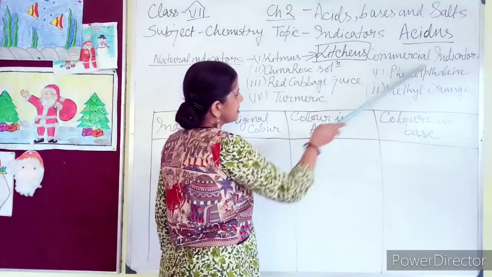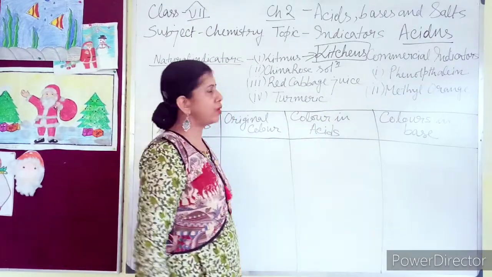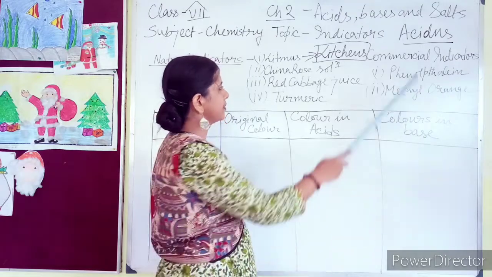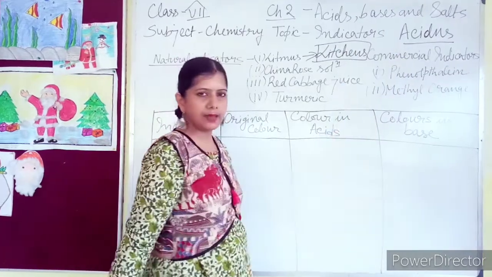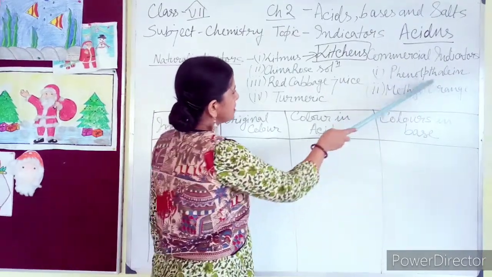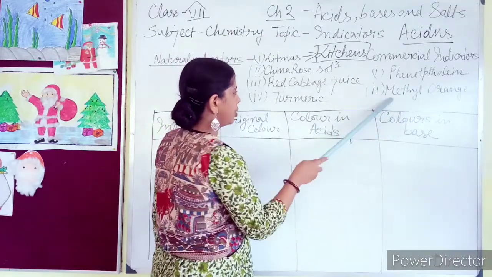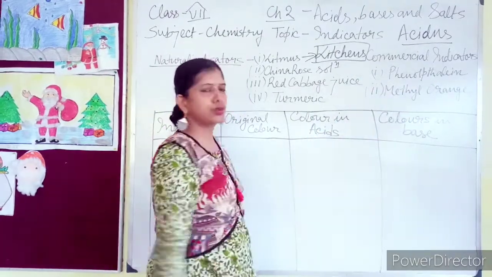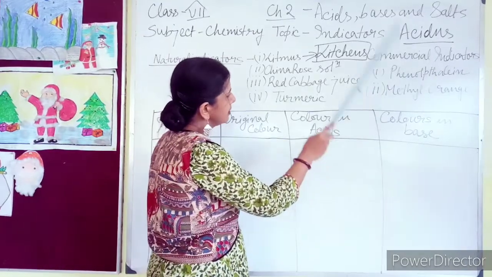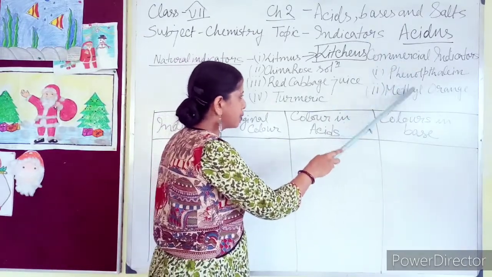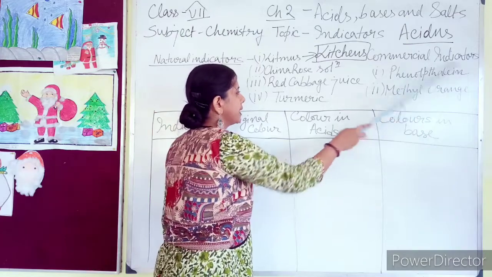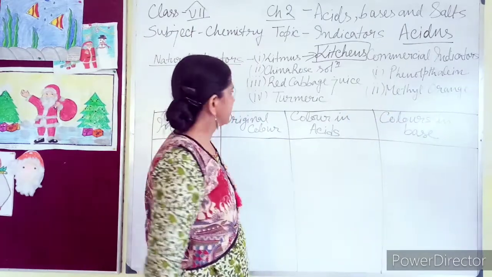Commercial indicators are prepared in lab or scientifically prepared. These are not naturally available. First commercial indicator is phenolphthalein and second one is methyl orange. These are not available at your home, but you can get them in the school laboratory.